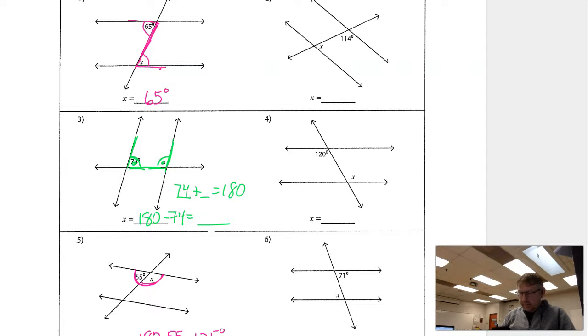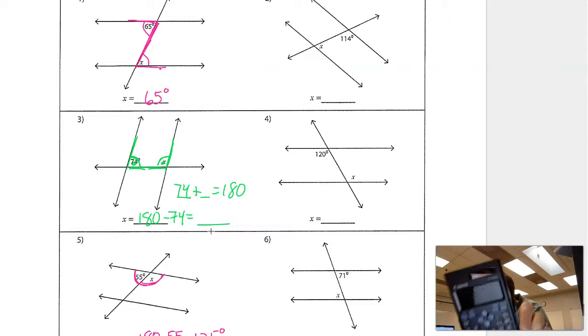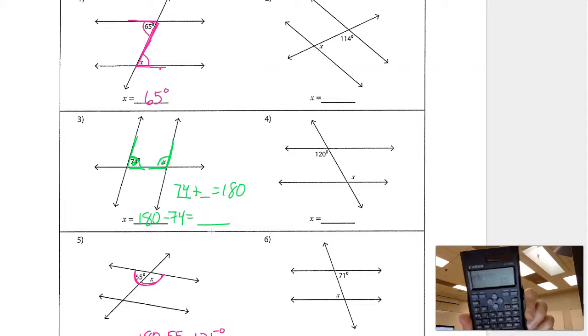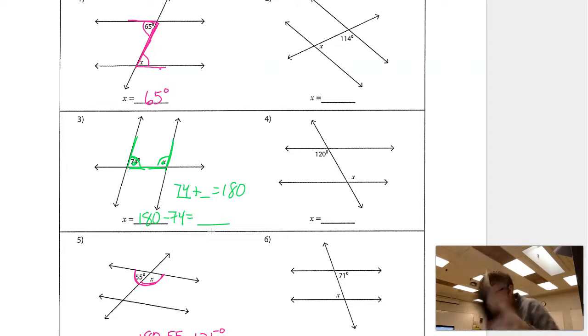180 minus 74 is... I'm terrible at this, aren't I? 180, anyway, 106. So hopefully that gives you some idea of how the puzzles are meant to be approached. See you soon.